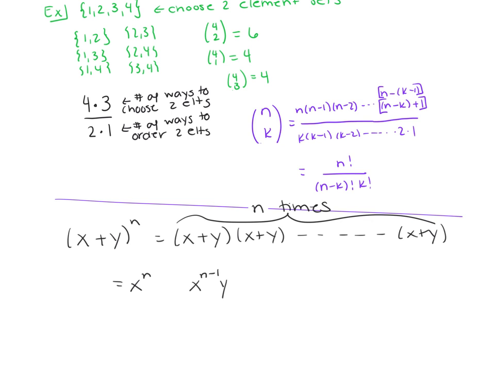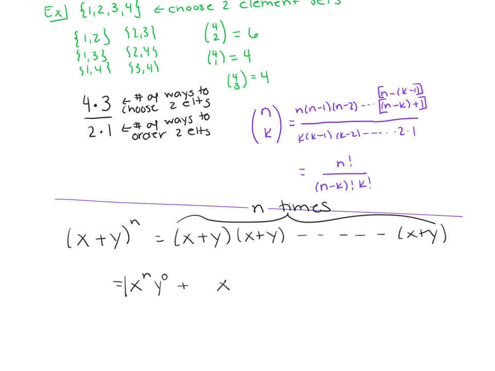Oh, sorry, that's backwards of what I wanted. What I was saying is one x and the rest y's, but what I actually want is one y and the rest x's so that they're in order. The first one had no y's, right? So I could think of this term as no y's, just pick an x from every binomial. Isn't that just one? Yeah, there's one way to do that.